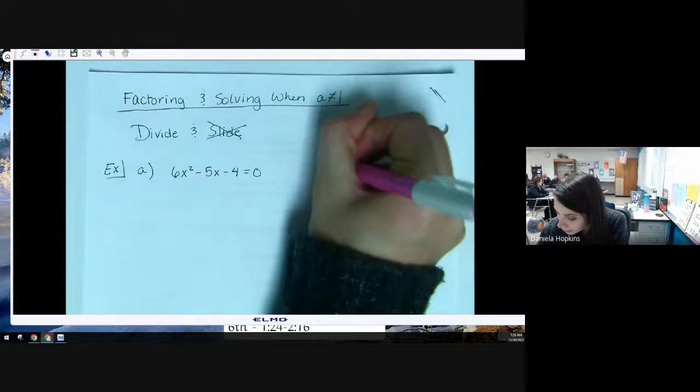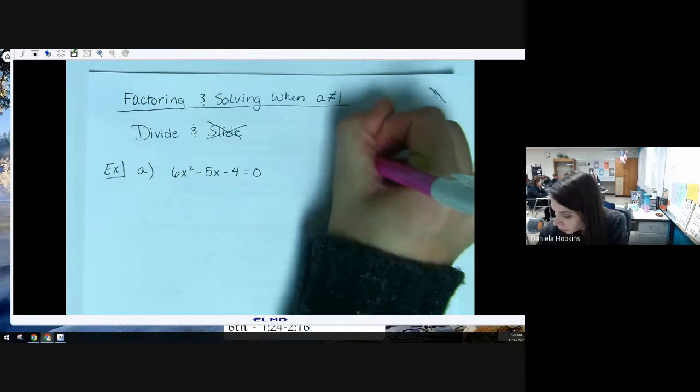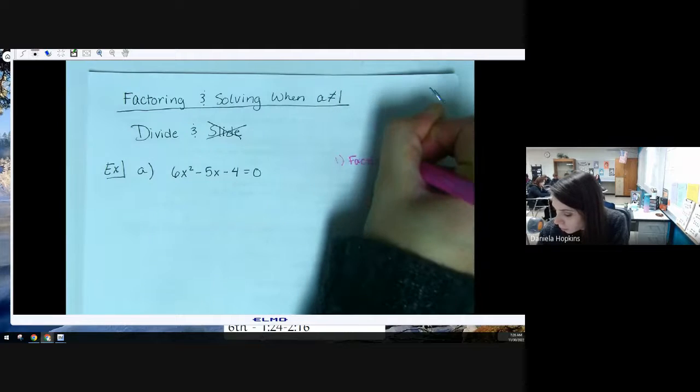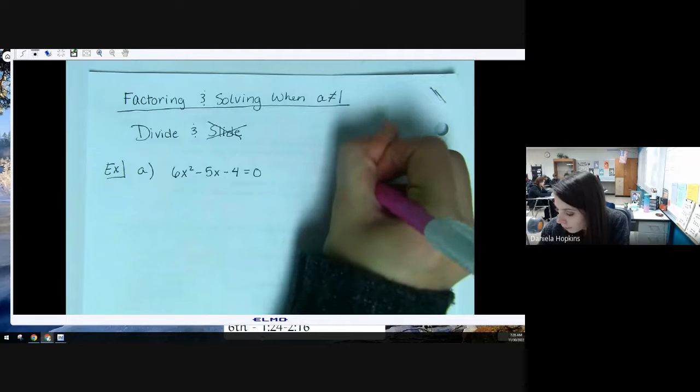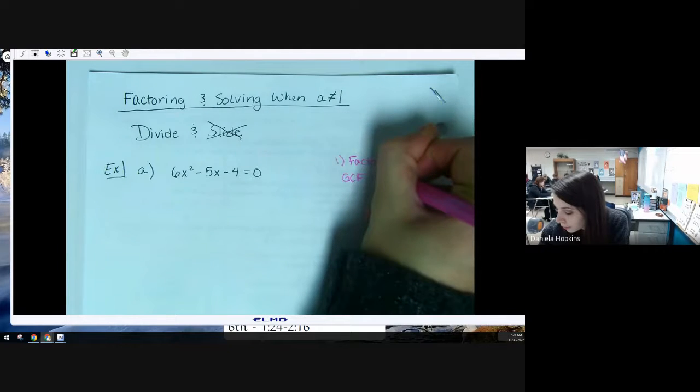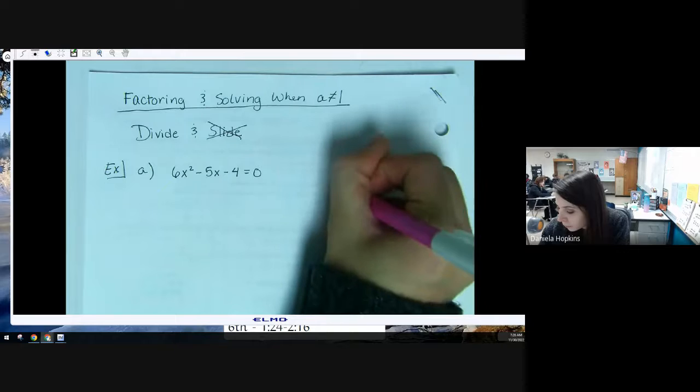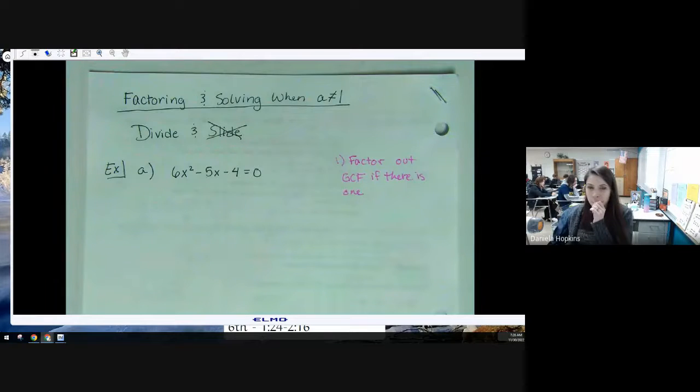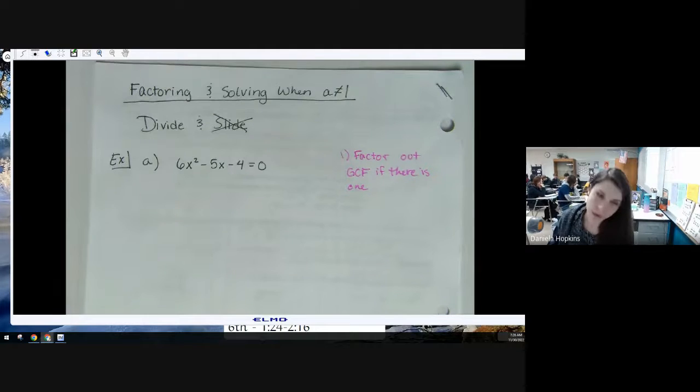So I'm going to say in my steps, step 1: factor out GCF if there is one. But mostly that's just to make it easier for you so you're not working with bigger numbers. And I guess if you don't catch that there's a GCF, it wouldn't actually matter for these. You would have an incorrect factored form, but your solutions will still be the same, so it doesn't matter. And that's what I did not anticipate yesterday when I was going over this.